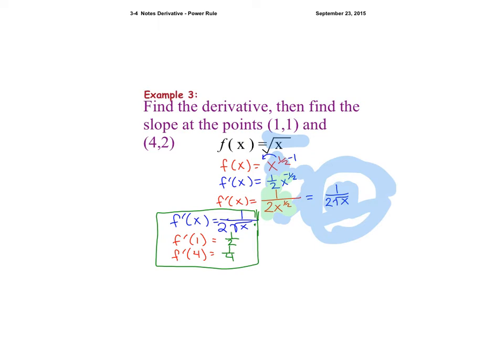We're trying to find out what the slope is at this point. So we first plug it into our derivative to get this slope, and then do it again when we have this point, which is 4. So our slope at 1 is 1/2, our slope at 4 is 1/4. What that means is, if you were to put a tangent line at this point, the slope for that tangent line would be 1/2. The slope of the tangent line at that point would be 1/4.